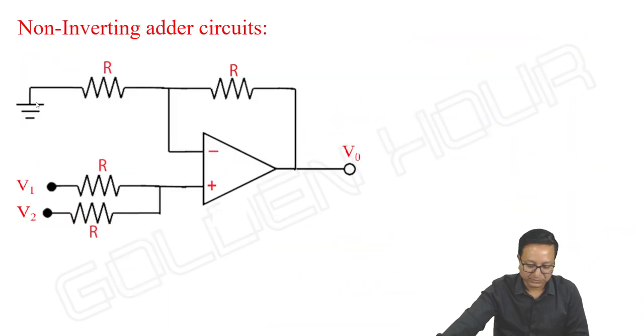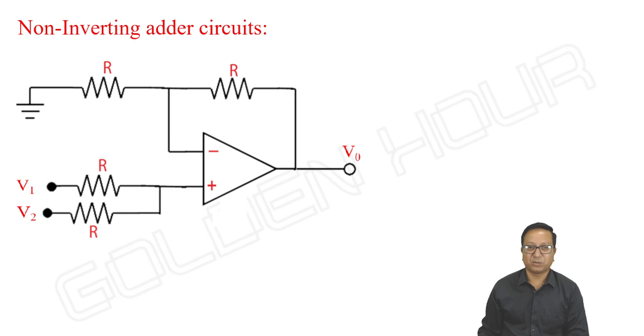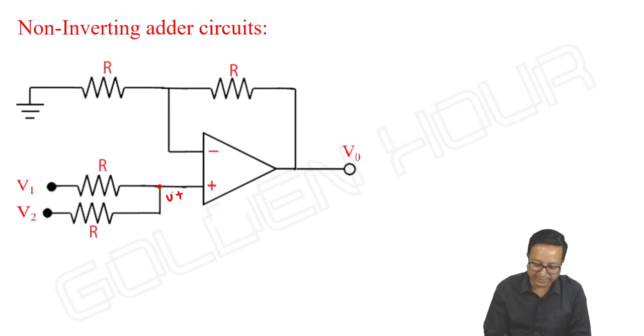Okay. And the non-inverting adder circuit. Instead of giving input to the inverting terminal, we are giving input to the non-inverting terminal. Okay, so how do we do this? Let us take this voltage V plus. How to find the voltage V plus? You can take the node equation here. Okay, let me take KCL at node A. Let me take it as node A.